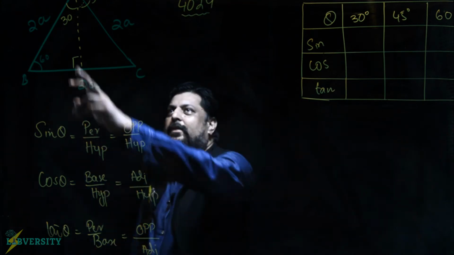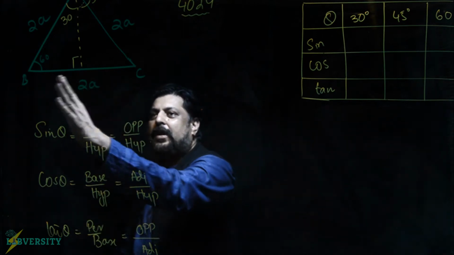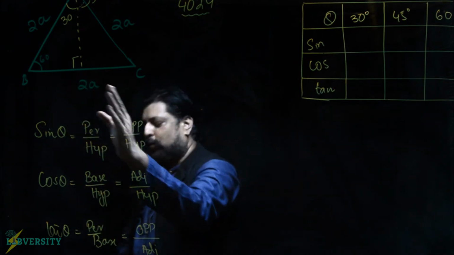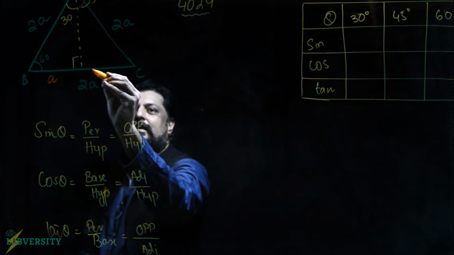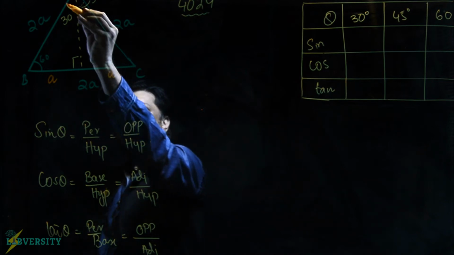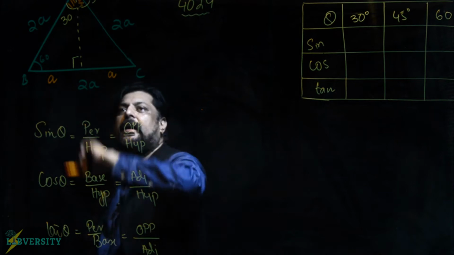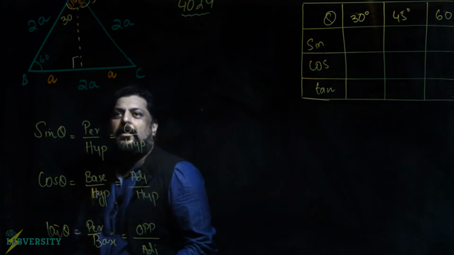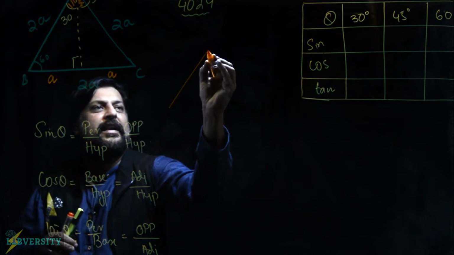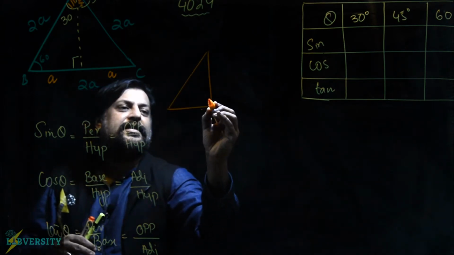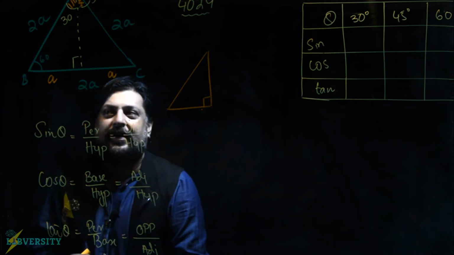Now what are we doing? We are drawing a perpendicular bisector. What will the bisector do? It will divide this line into two equal parts, so this length will become A and this length will also become A, and the 60 degree angle will be divided into 30 and 30. That means in this equilateral triangle, we have a right angle triangle on which trigonometric ratios can be studied and applied.